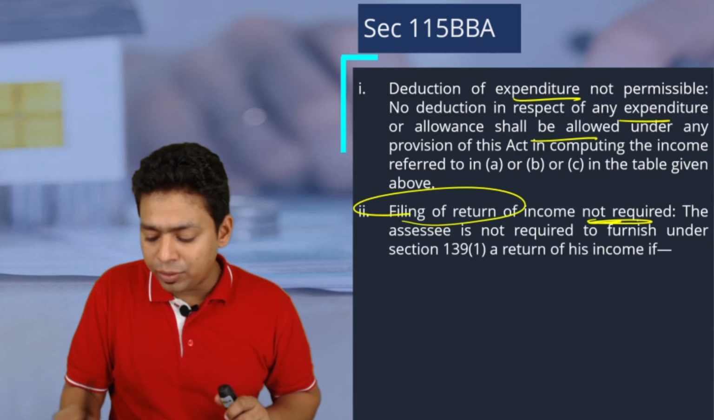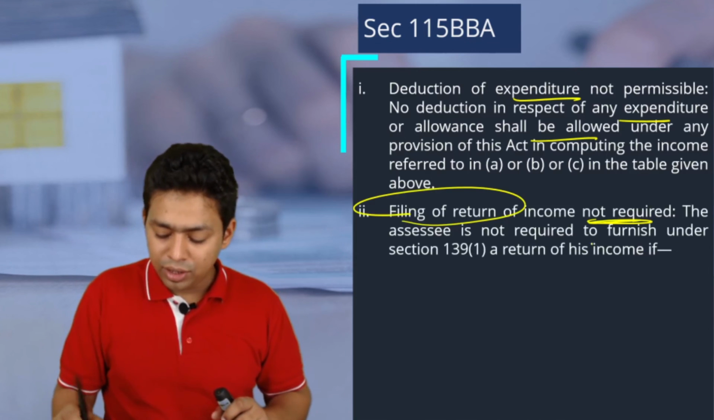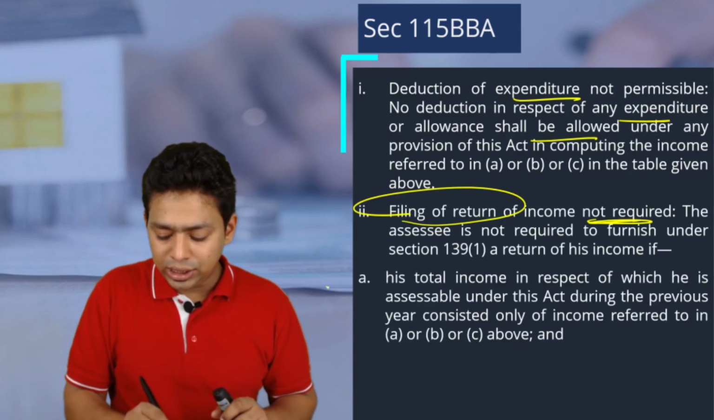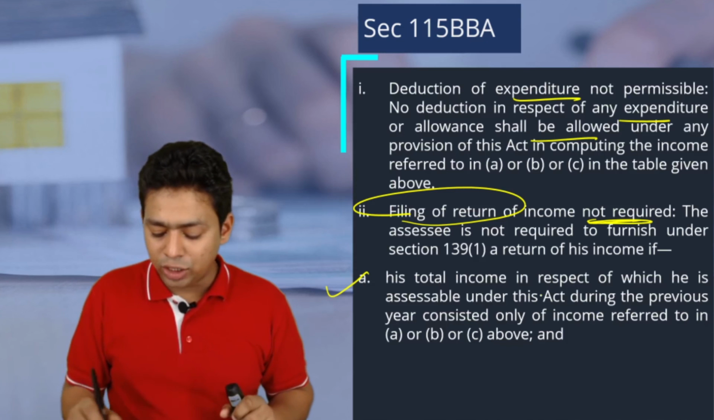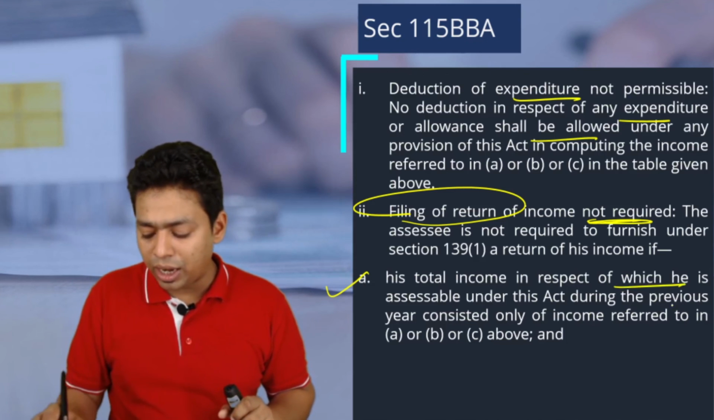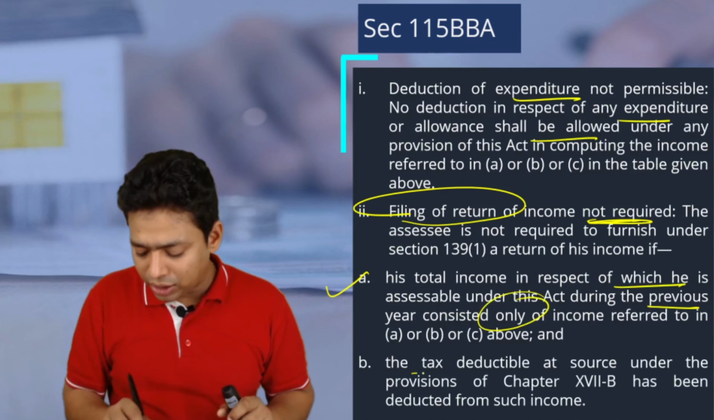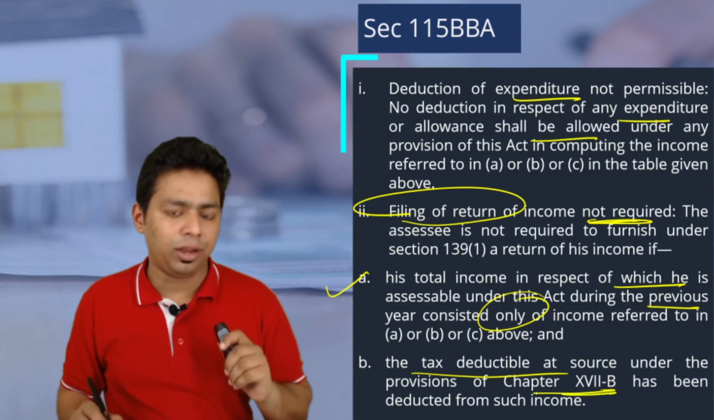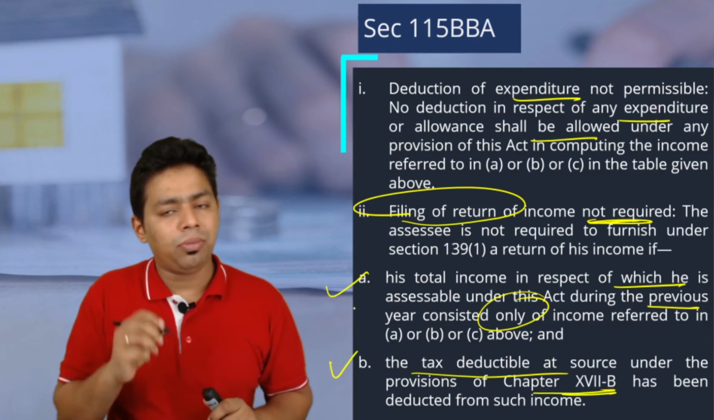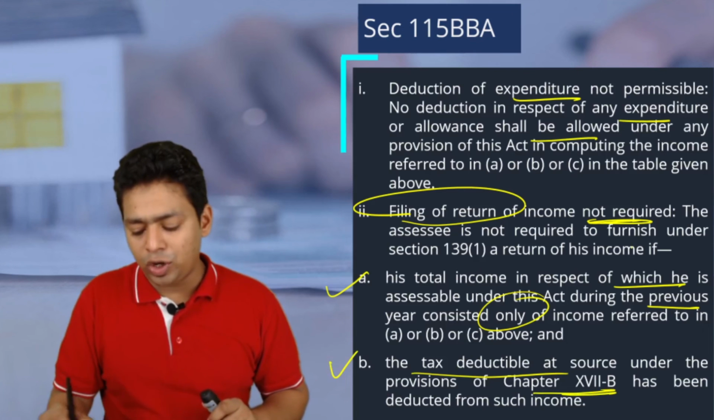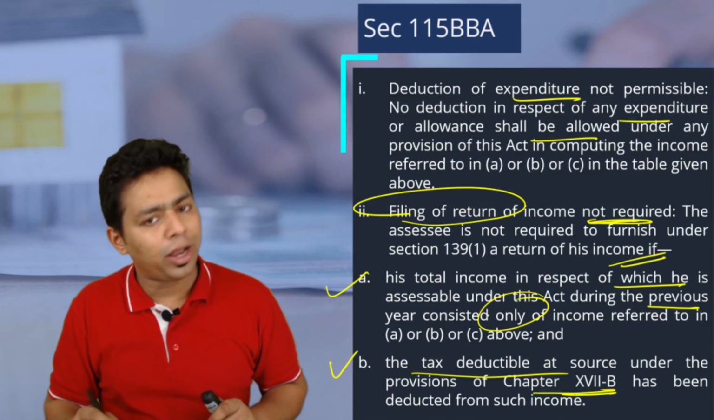Filing of return of income is not required if the assessee has only this income, that is, the total income assessable under the Act in the previous year only refers to this income, and the tax has been deducted under Chapter XVII-B. So if there is only this income and TDS is deducted, then you are free from the compliance procedure of filing of return. So this is a theoretical provision. Let us try and understand through practical questions which were targeted in past exams. Thank you.